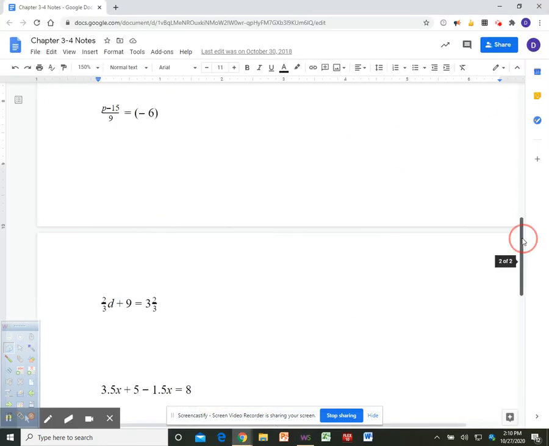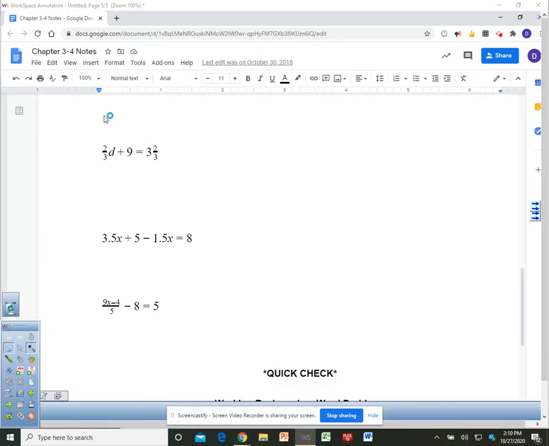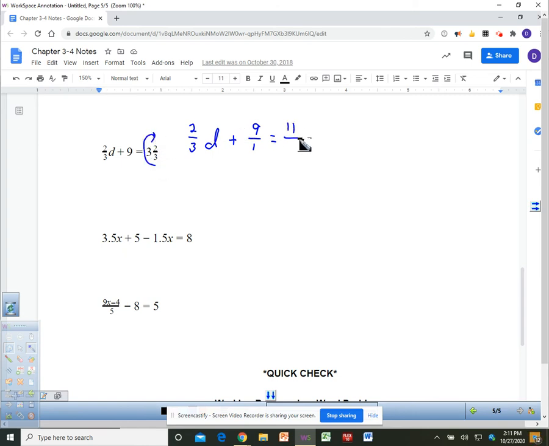Okay. On ones with fractions, like right here, we got to make all the fractions. I always say, let's turn everything into a fraction right away, whether it's improper or not. So we're going to put this as 2/3 d plus 9 over 1 equals, and we're going to do the wheel method, 11 over 3. So I need now what you should do with these is make a common denominator. So I'm going to make them all turn into a 3. So we're going to times these by 3.